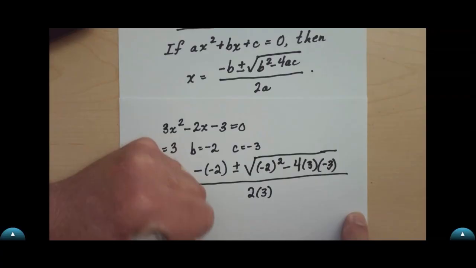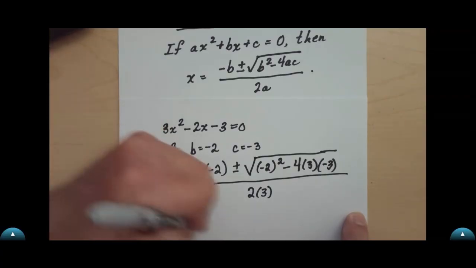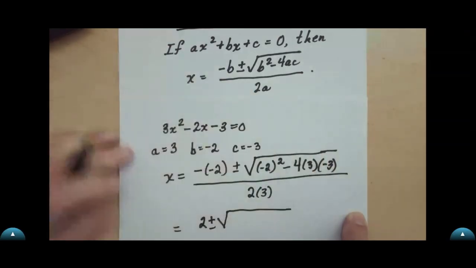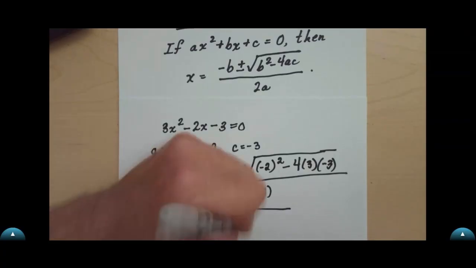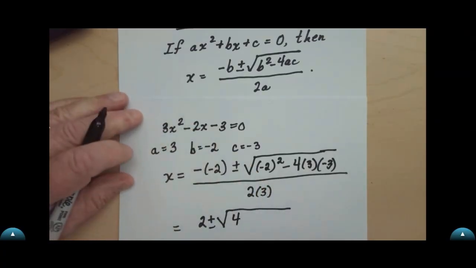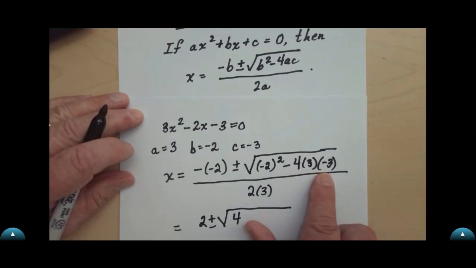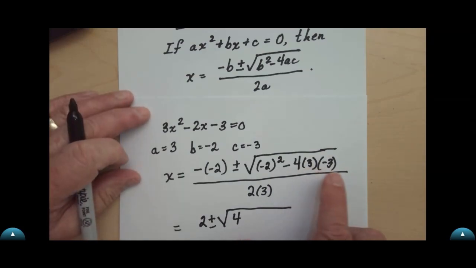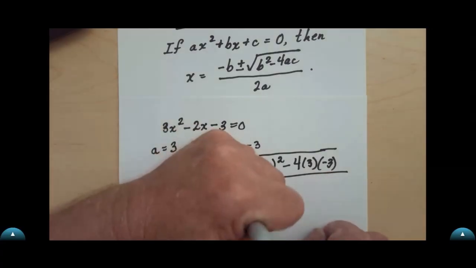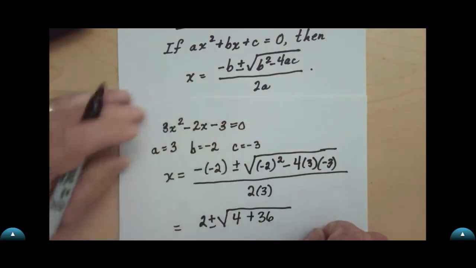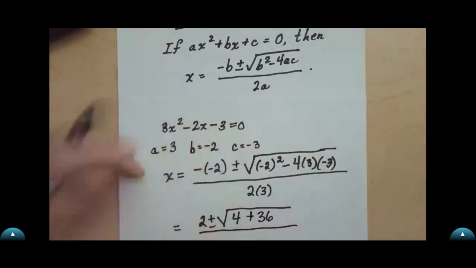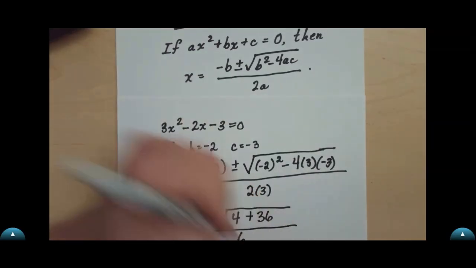At any rate, now I'm simplifying. So the negative of negative 2 is just positive 2 plus or minus the square root of negative 2 squared is negative 2 times negative 2. That's positive 4. This minus 4ac part, be real careful. You got to watch your signs. We could do negative 4 times positive 3, which is negative 12. And then negative 12 times negative 3 is positive 36. Everybody see? You got to watch your signs there. And that's all over 2 times 3, which of course is 6.